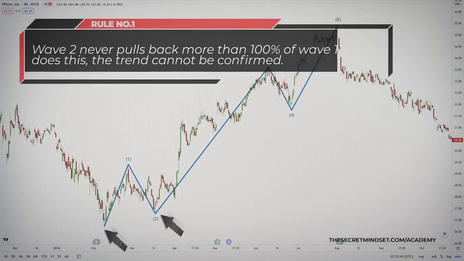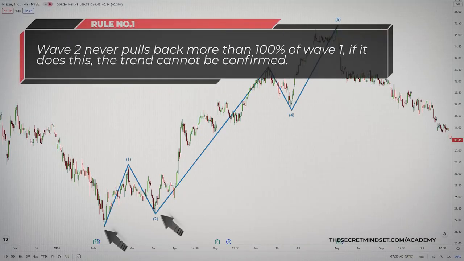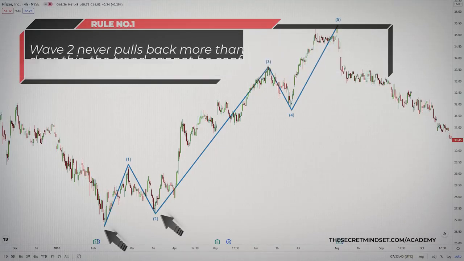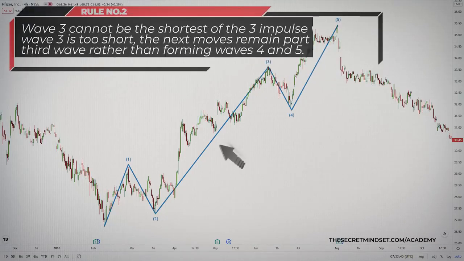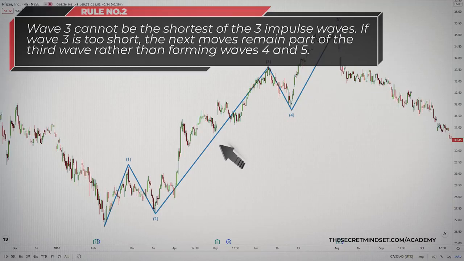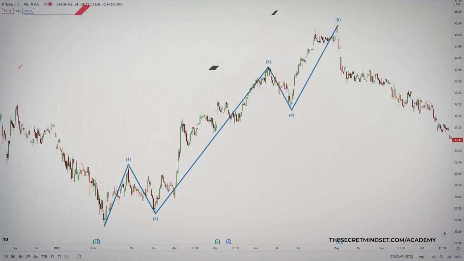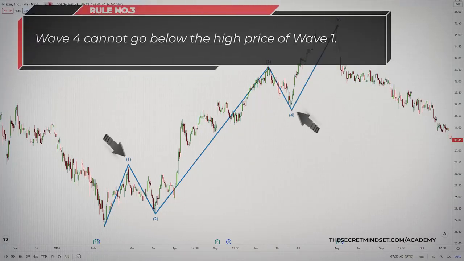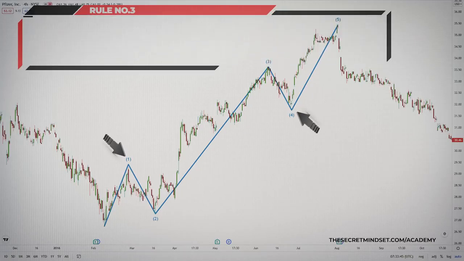Wave 2 never pulls back more than 100% of wave 1. If it does, the trend cannot be confirmed. Wave 3 cannot be the shortest of the 3 impulse waves. When we see a third wave that is too short, it means that it's not a correct wave count. Therefore, the next waves remain part of the third wave rather than forming waves 4 and 5. Wave 4 cannot go below the wave 1. If wave 4 breaks below the wave 1, it clearly tells us that this is not part of the fourth wave. Instead, it carries on within the wave 3.